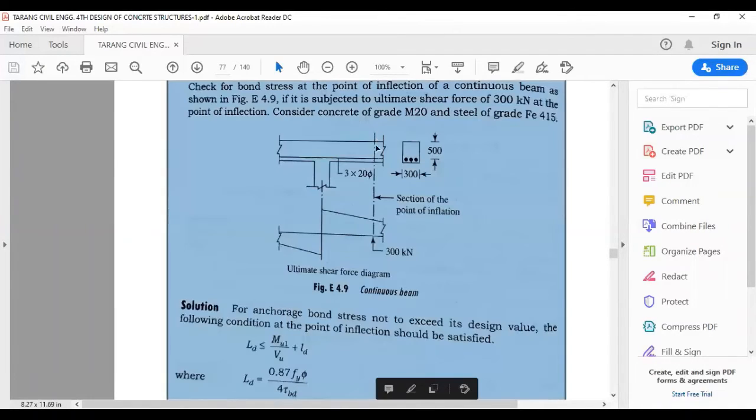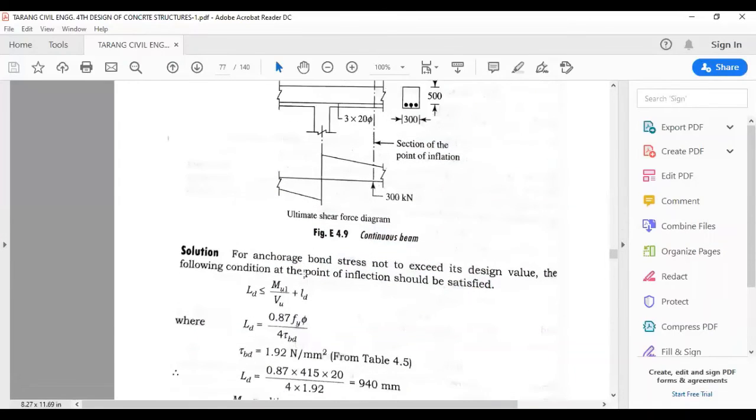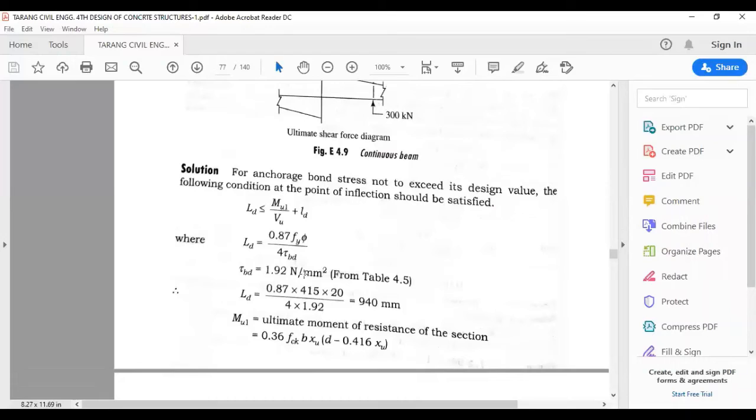So as you can see, coming to the solution, again using the equation that we have been studying, for anchorage bond stress not to exceed its design value, the following condition at the point of inflection should be satisfied.